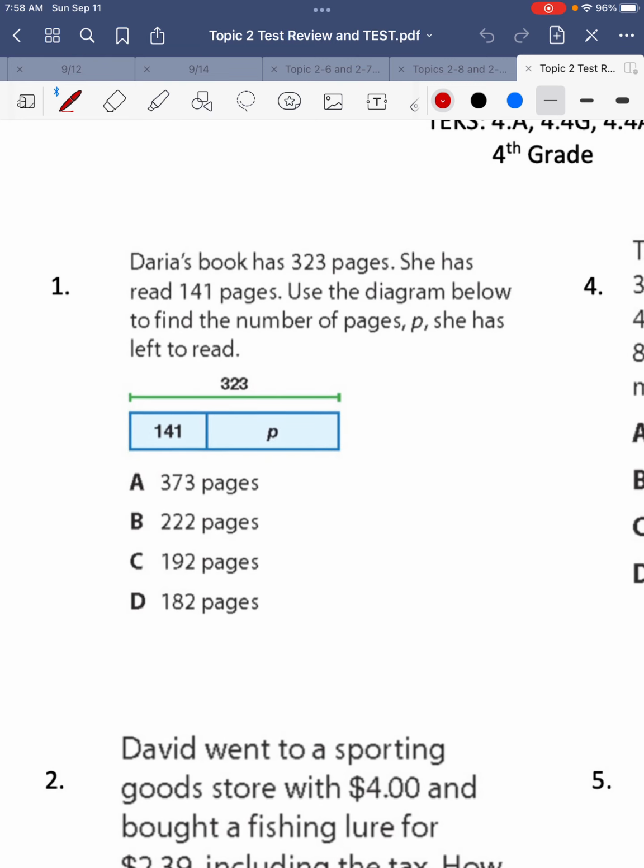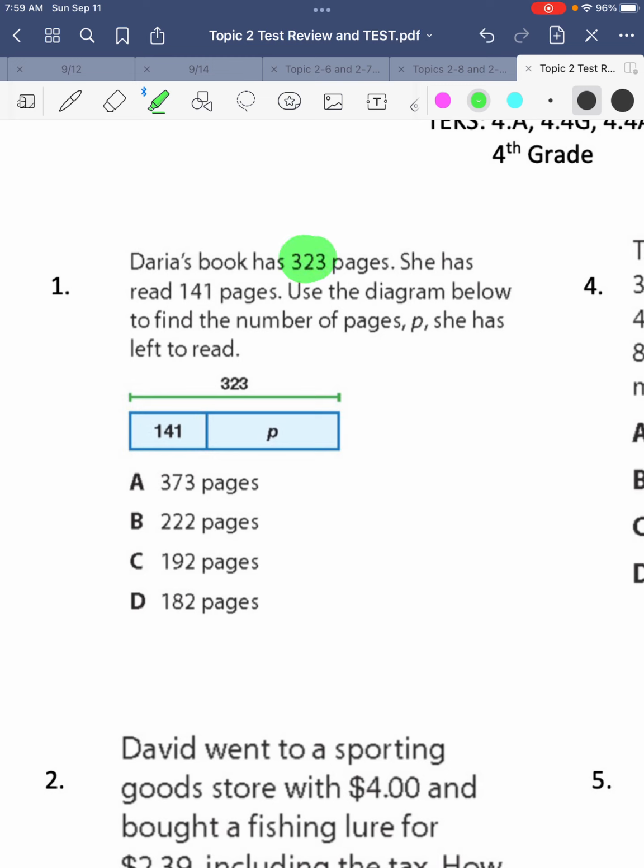So the first one says Daria's book has 323 pages. She has read 141 pages. Use the diagram below to find the number of pages P she has left to read. Okay, so all of these on the review are going to be word problems. So we really need to start using cubes. So the first thing we do in cubes is we circle our important numbers.